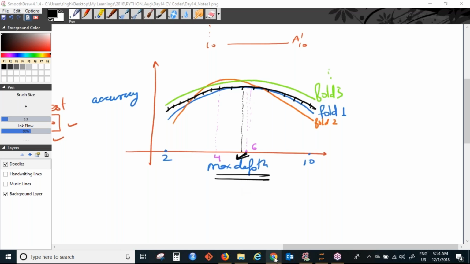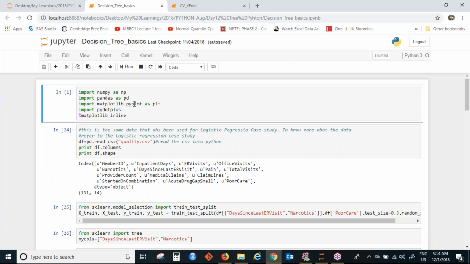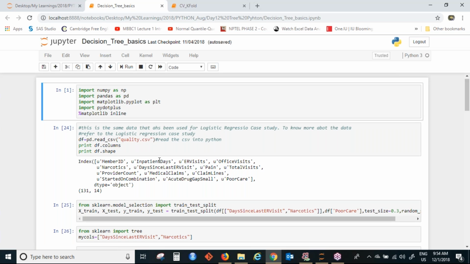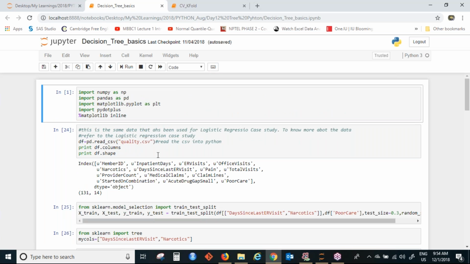Okay, now what remains is the code for cross validation. So let us see the codes. The codes are pretty simple, it is not difficult. I will use the same codes that we had used for decision tree, the poor care or the quality care data set, if you remember. We had discussed this data in detail.